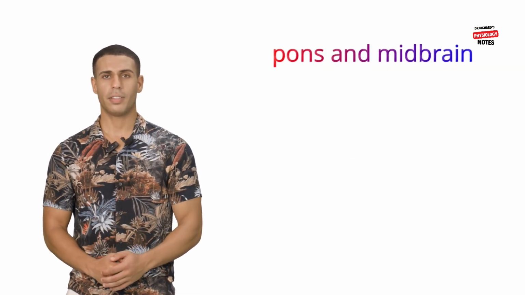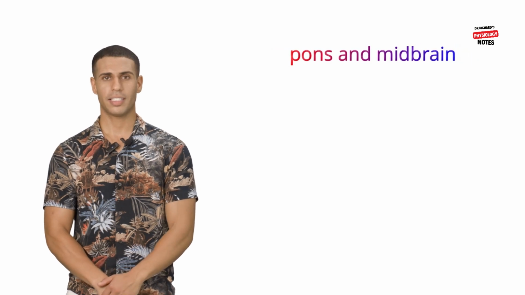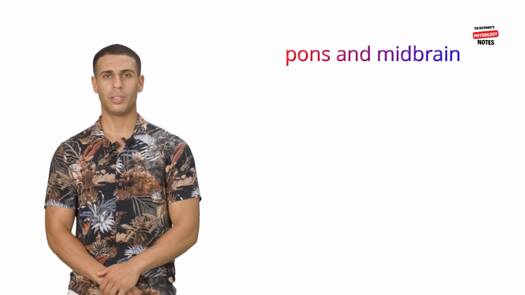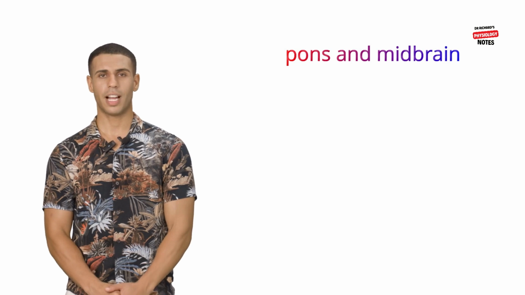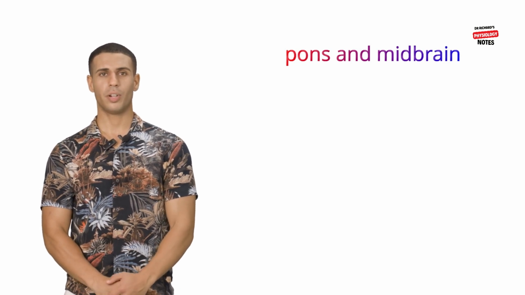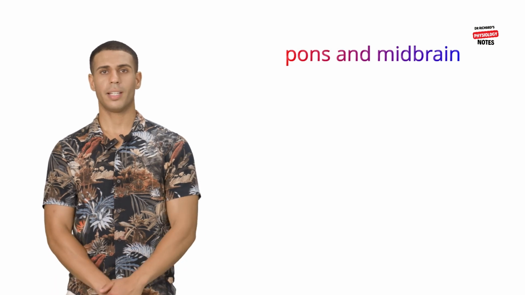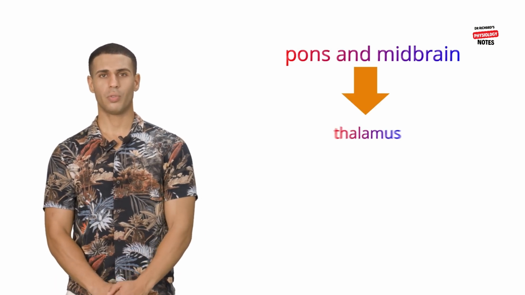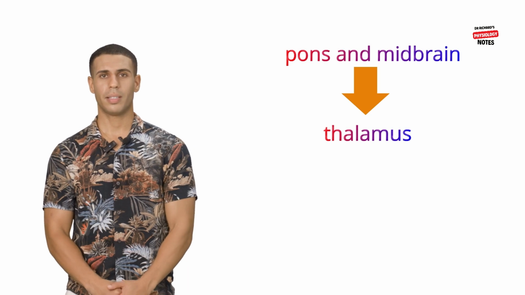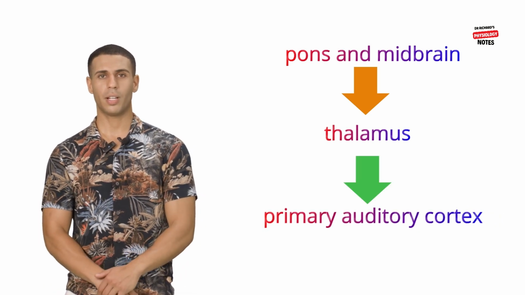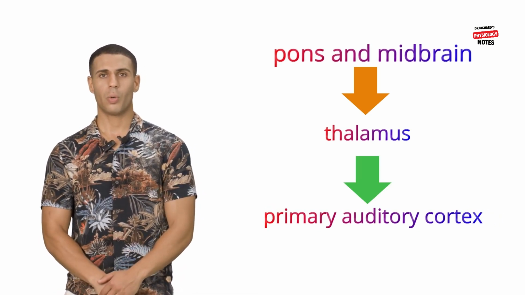At the level of the pons, and related connections in the midbrain, some processing of auditory information occurs, including identifying where a sound is coming from, and responding to loud noises. From the pons and midbrain, fibers carrying auditory information project to the thalamus, and then from there to the primary auditory cortex of the temporal lobe. It is here that the conscious perception of sound is located.